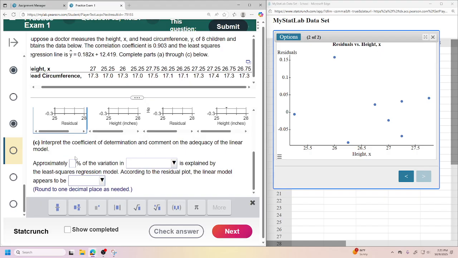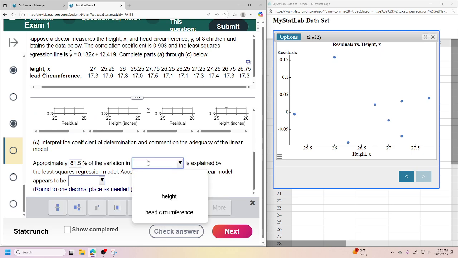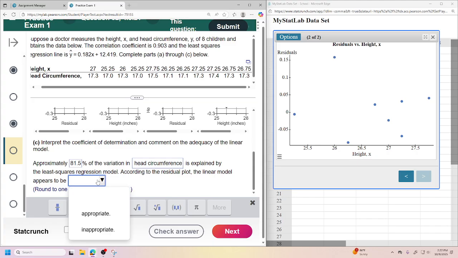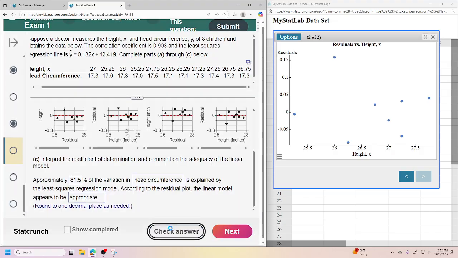So, yep. Let's go back to this one. We got 81.5, same number. Not worried about that. Variation in, what's the Y value? Head circumference. And according to this, it would be appropriate, I guess. I don't see anything wrong. Also, you got an 81, which is a pretty good score. That's a strong score there.